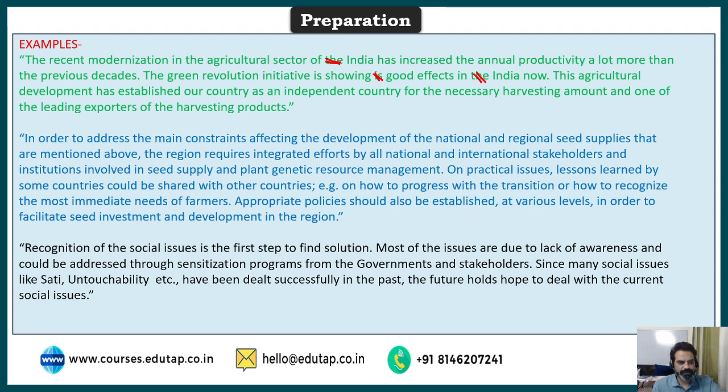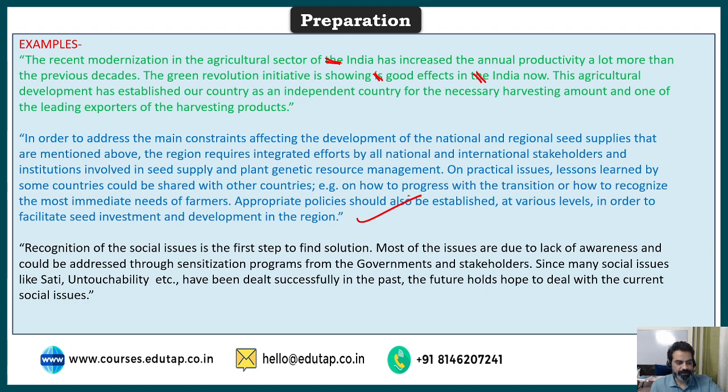Let's see, in order to address the main constraints affecting the development of national and regional seed supplies that are mentioned above, the region requires integrated efforts by all national and international stakeholders and institutions involved in seed supply and plant genetic resource management. Now, on practical issues, lessons learned by some countries could be shared with other countries. Example, how to progress with the transition or how to recognize the most immediate needs of farmers. Now, appropriate policy should also be established at various levels in order to facilitate seed investment and development in the region. So this is like giving a way forward, right?